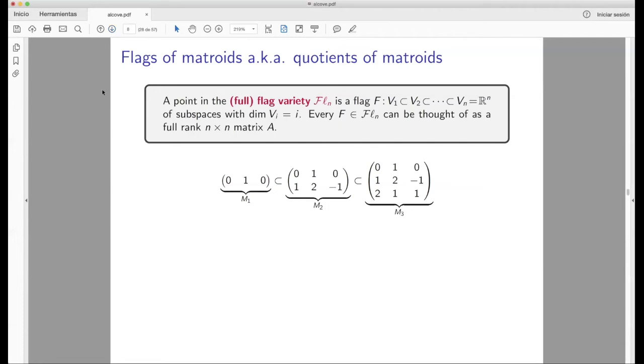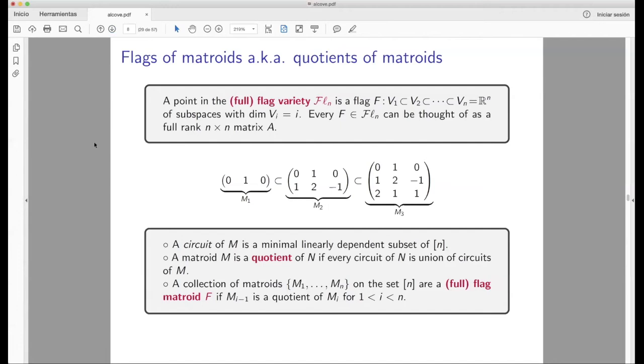And in the same way that matroids are a generalization of the concept of linear space, quotients of matroids are a generalization of, let's say, points in the full flag variety. I guess I can say a couple of words about it. There are lots of ways of defining what a quotient of matroids is, just as there are lots of ways of defining what a matroid is. So in this setting, you can think of my definition as follows.